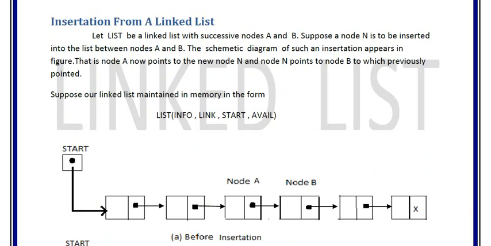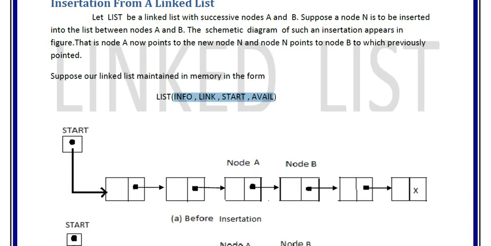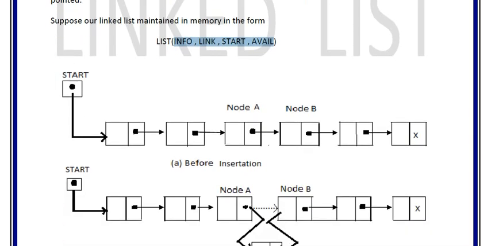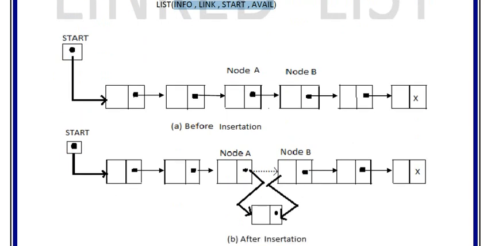Insertion into a linked list is given here. In this list section we have info, link, start, and avail. Start is the starting position, avail is the available index, link is the linking section, and info is the informational part. Here we have start, which is the starting position, and before insertion every node is connected with each other. Here we have node A and node B, and this is the final one.